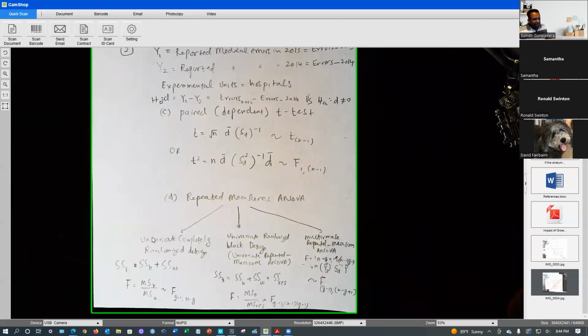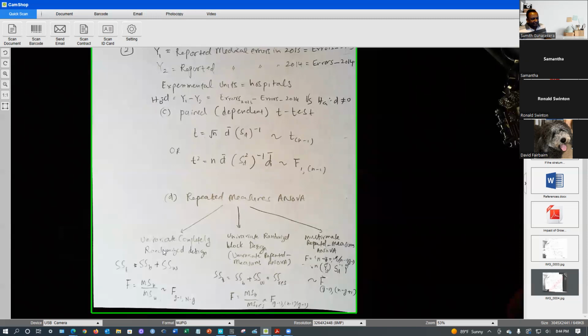Under repeated measures, you can tackle this in 3 ways. First, the univariate completely randomized design: sum of squares total equals sum of squares between plus sum of squares within. You build up F as mean square between divided by mean square within, distributed as F with G minus 1 and N minus G degrees of freedom. G is the number of groups. How many groups do we have? We have 2 groups, and N is the total number of observations. That's the form.